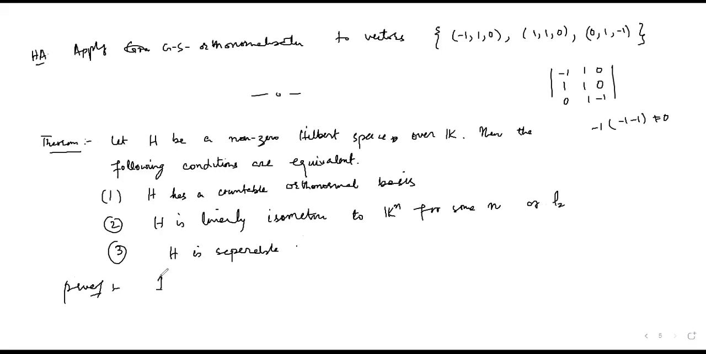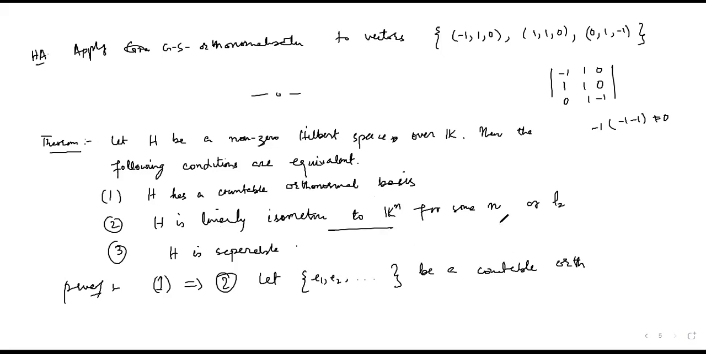Now, 1 implies 2. So H has a countable orthonormal basis. Let E1, E2, and so on be a countable orthonormal basis. We want to show H is linearly isometric to K^n or L2. Suppose this is a complete orthonormal basis that is countable. When we have a complete orthonormal system, we can apply that Fourier thing.